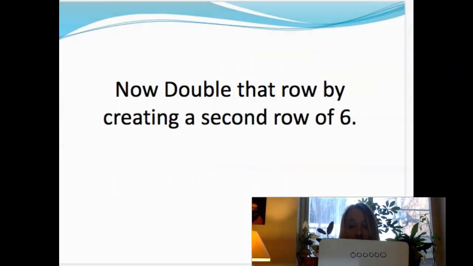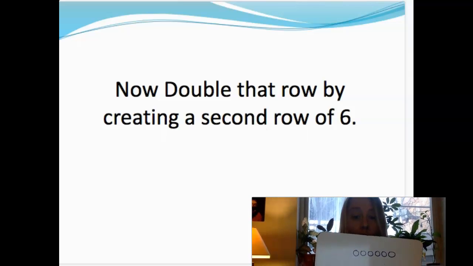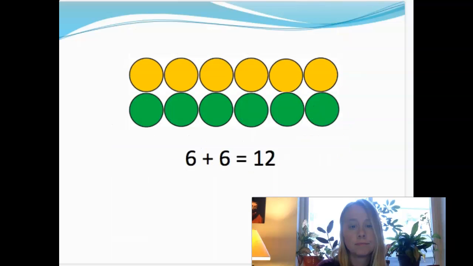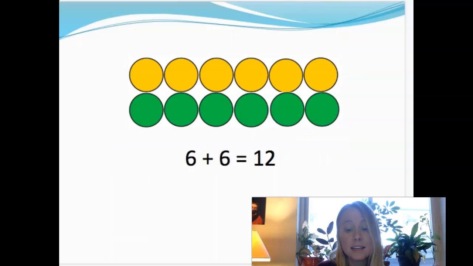Now I want you to double that by adding a second row below. Pause and double yours. Look at your array. Does it look like mine? I have 6 counters in each group. Think about what addition equation it describes. That's right. 6 plus 6 equals 12.